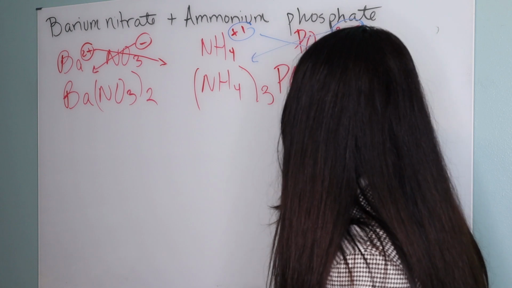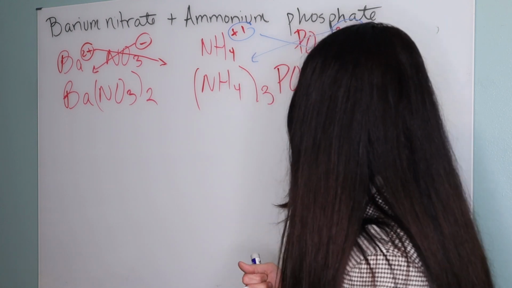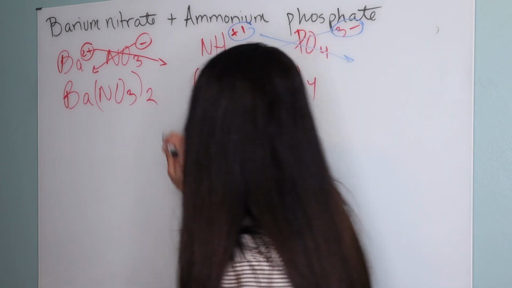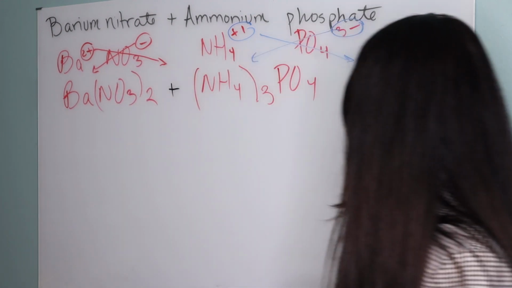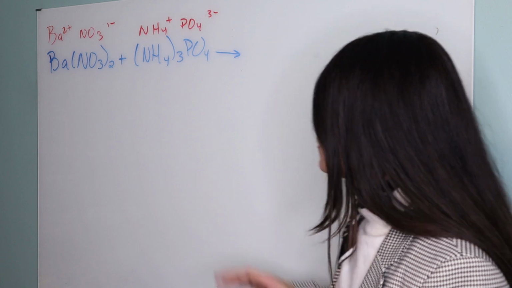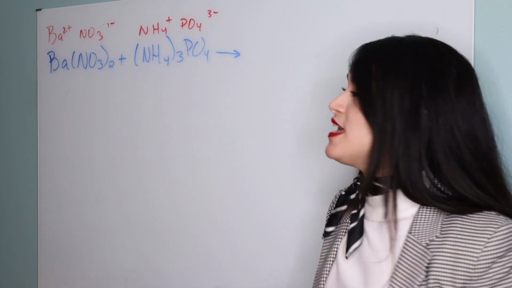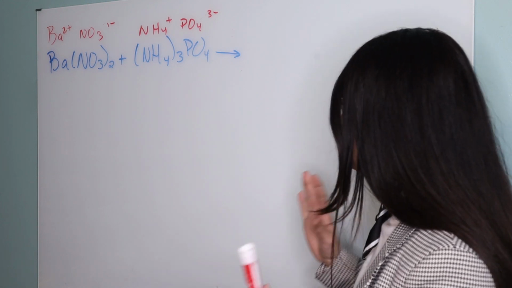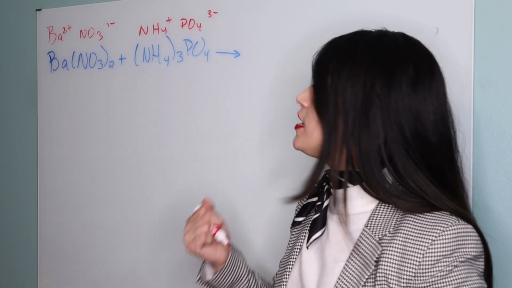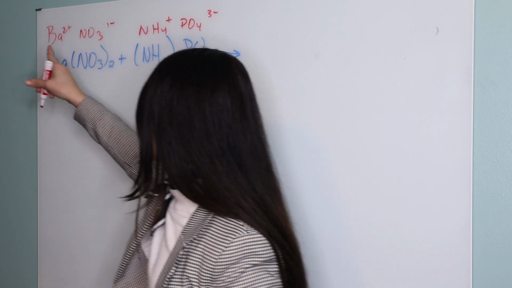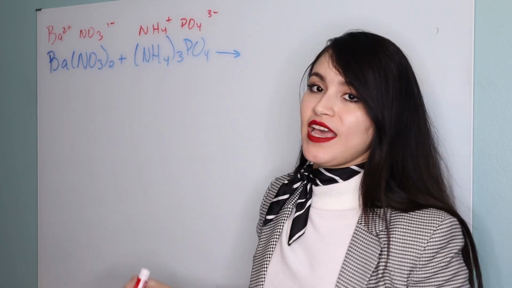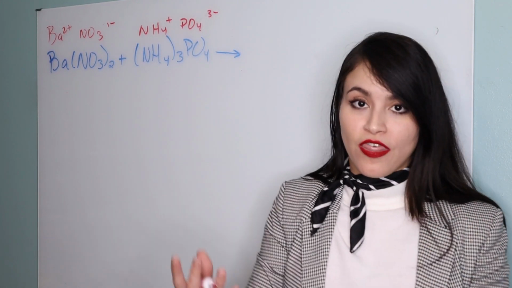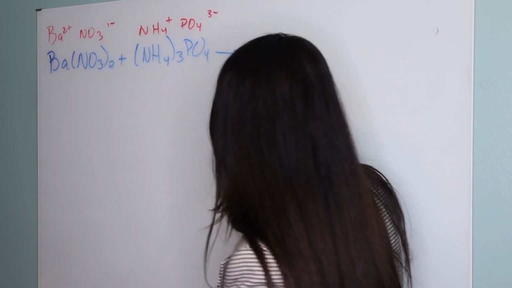So here we have our reactants. So I just went ahead and rewrote it so that we have more space. Now let's figure out what the products are. So first of all, I'm going to write the positive of one reactant next to the negative of the other reactant. So the cation of one reactant next to the anion of the second reactant. So let's go ahead and do that.